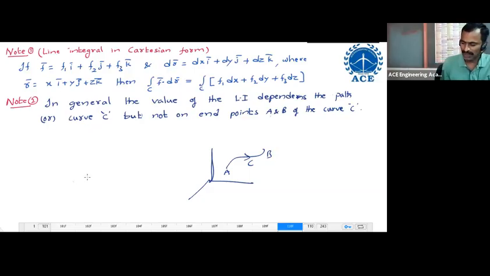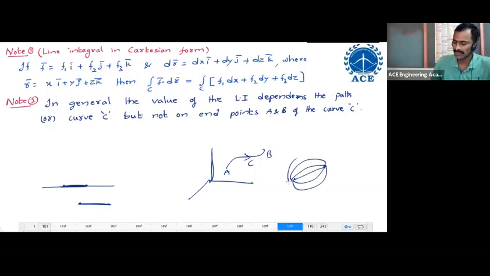Suppose you are given 2 points in 1D space, the 2 points can be joined in only one way. Suppose the 2 points are given in 2D space or 3D space, then the 2 points can be joined in infinitely many ways. That is why the value of the line integral depends on the path, not on the endpoints A and B. In general, the value of the line integral depends only on the path joining the points A and B, but not on the endpoints of the curve.